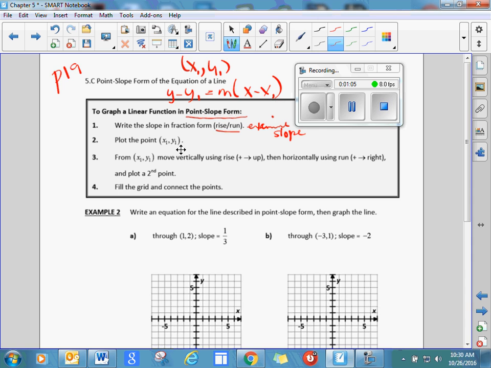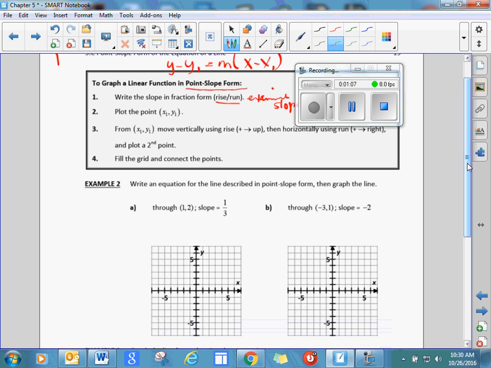And then you plot the point. Okay, so we're going to start with the point that we're given. Now, this isn't the y-intercept anymore. This is just any old point on the graph. So 1, 2, go over here, 1, 1, 2. We're starting right here. And now our slope. We're going to examine our slope. It's rise over run.